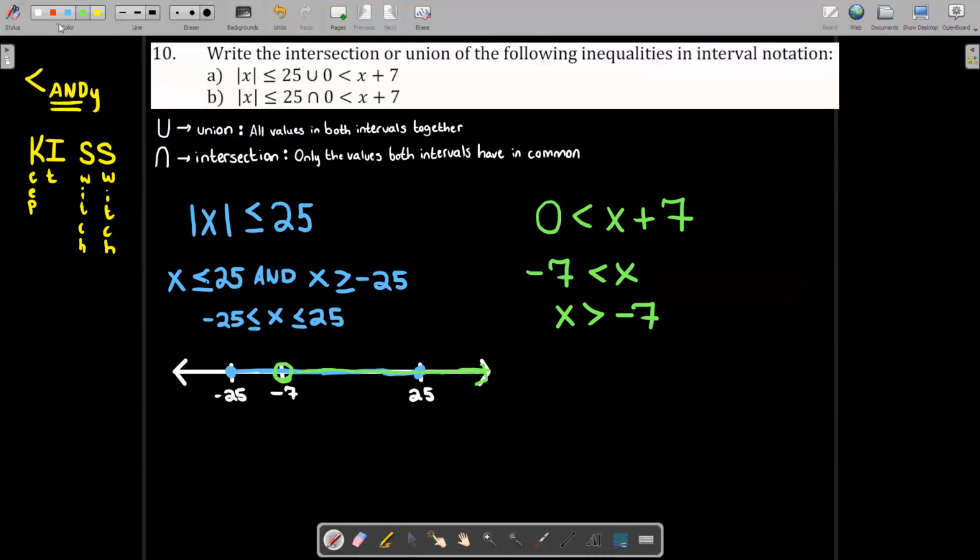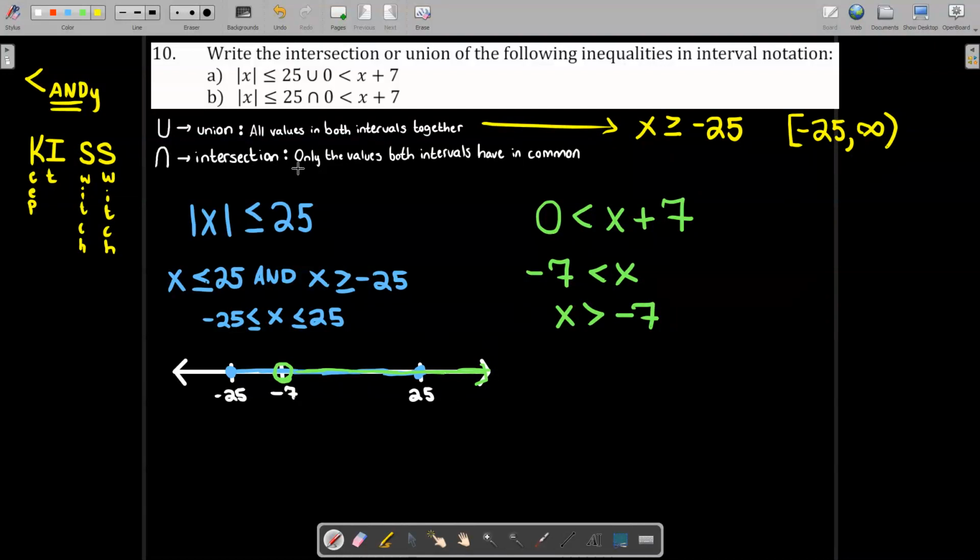Now, when we think about the union of those, it's going to be all of the values in both intervals together. It includes everything that's blue and everything that's green. So what is that going to be? The union is going to be everything that is greater than or equal to negative 25. X is greater than or equal to negative 25. They want that in interval notation. In interval notation, that would be a bracket indicating equality, negative 25 is the lowest number, but then it goes up forever thanks to this green arrow, and it goes up to infinity. So that is the union.